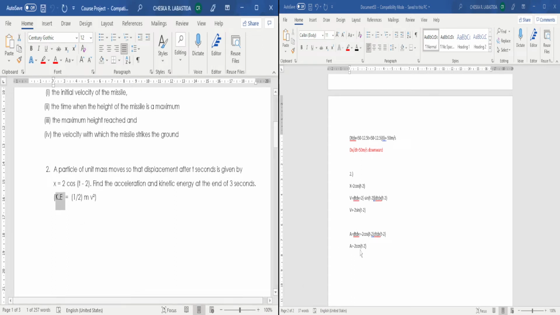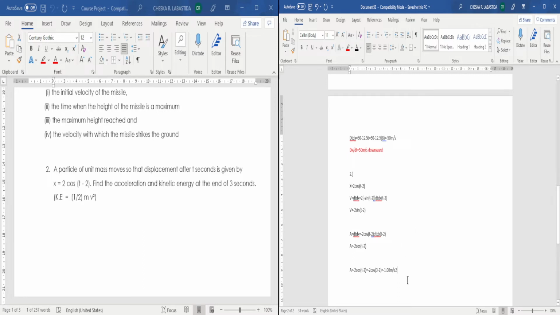So for the acceleration, the value for letter a is negative 2 cosine (3 - 2), which should be negative 1.08 meters per second squared.